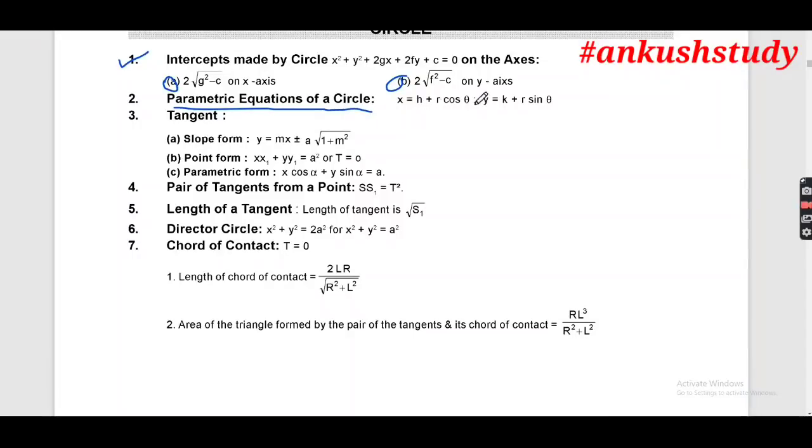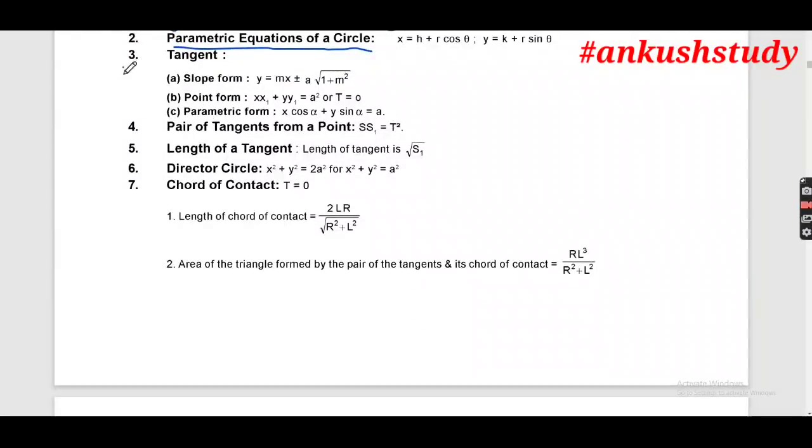x = h + r cos θ, y = k + r sin θ. Okay, and this one is the tangent. Slope form, y = mx ± a√(1 + m²), and point form, xx1 + yy1 = a², or T = 0. Okay, and this is the parametric form.